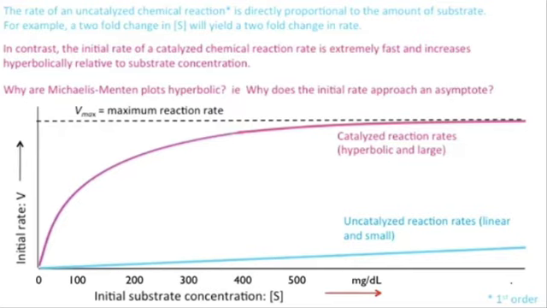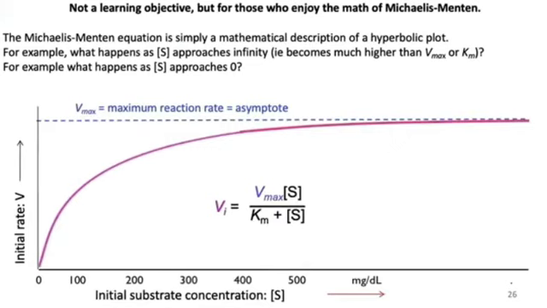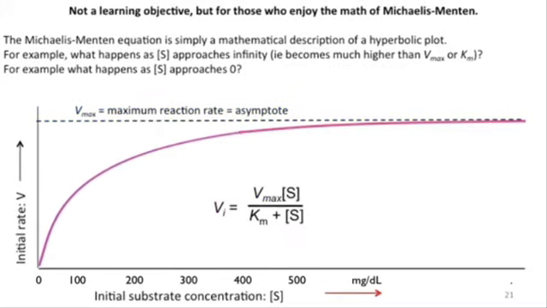I don't want to go deeply into the Michaelis-Menten equation. However, I would like to compare that equation to the hyperbolic plot. I do think it's worth your while to see that the Michaelis-Menten equation precisely describes this hyperbolic plot. Let's take a look at what happens to Vi, the initial rate, as substrate concentration approaches infinity. Will you go ahead and try to do the algebra, take substrate and make it larger and larger and larger, and see if you can algebraically solve the equation? It's really worth your while, but I'm going to go ahead and do it.